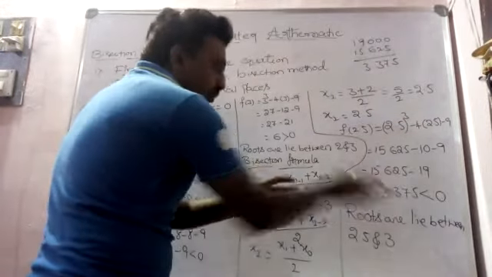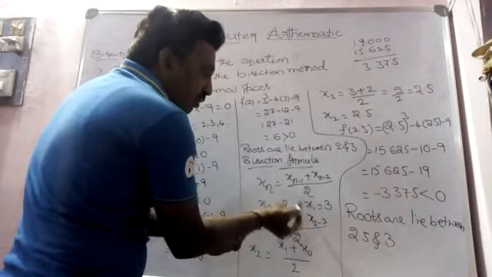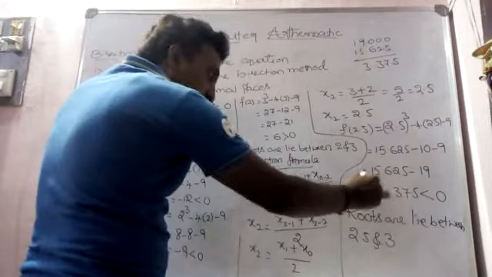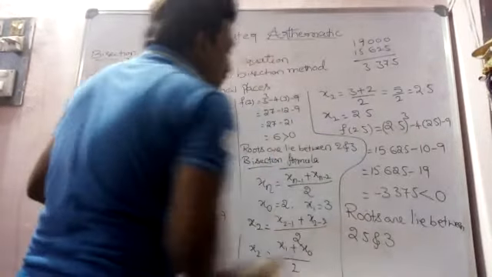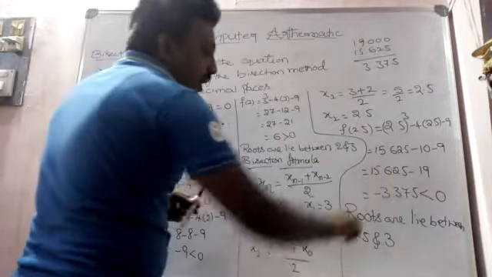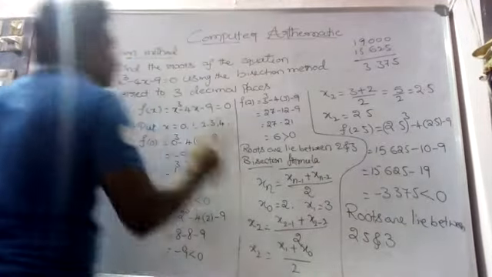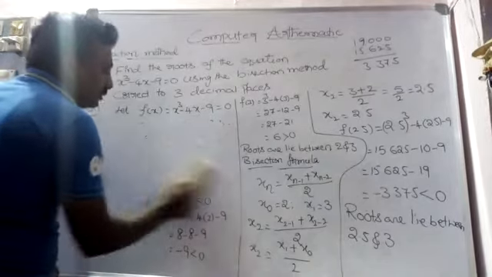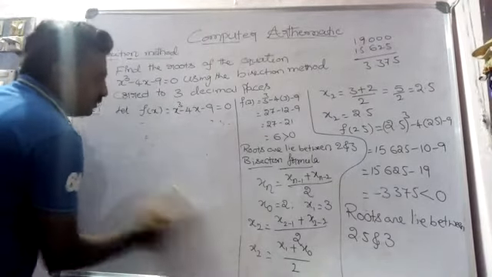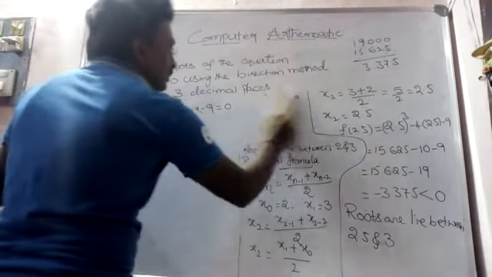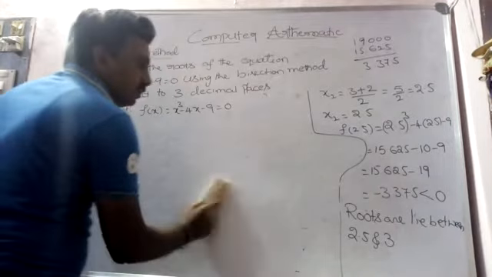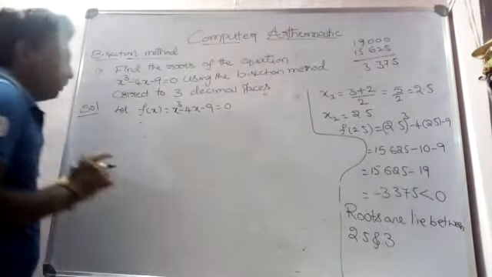Suppose we get a positive value. So now 2.5 and the number 2. At that time, when the positive sign is getting, observe that now 2.5 and 3. So 2.5 and 3.